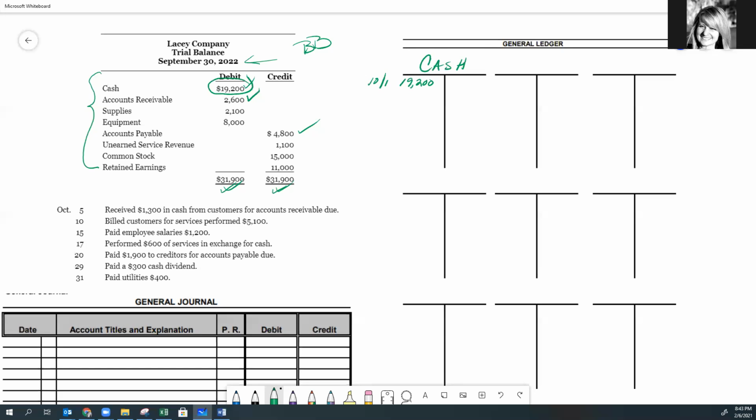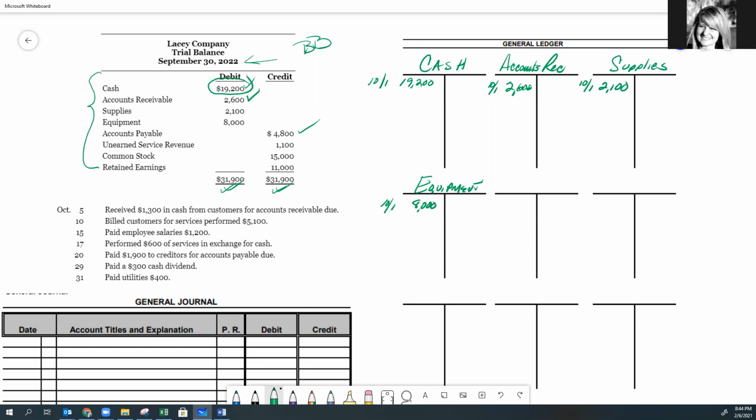Our accounts receivable has a 10-1 balance of 2,600. Our supplies, that's another current asset, has a balance on 10-1 of 2,100. And we also have equipment with a beginning balance of 8,000.